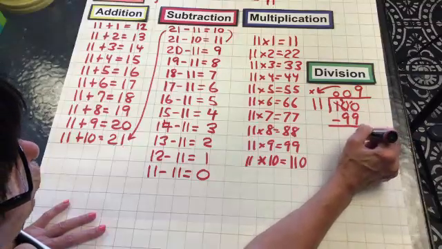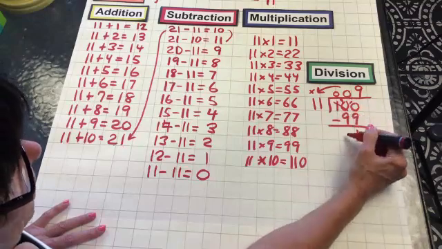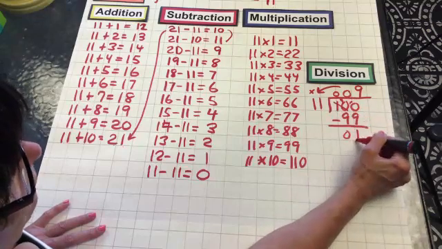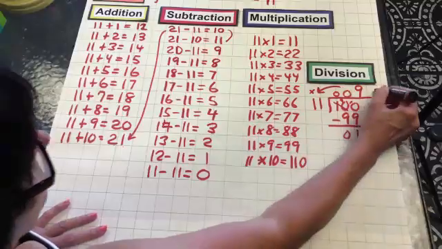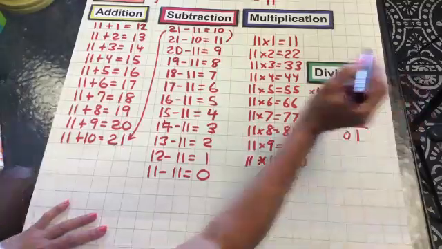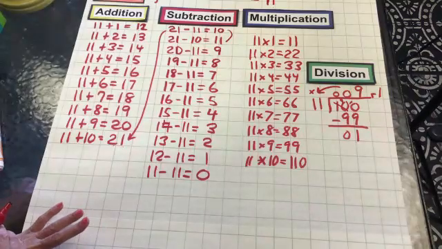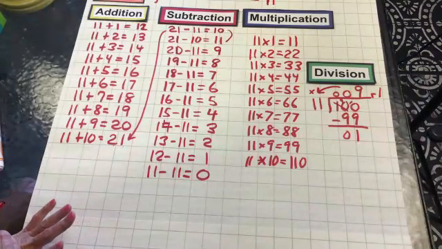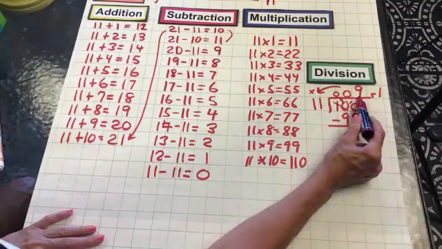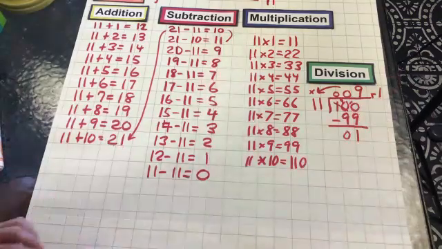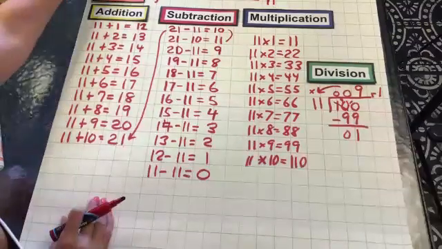10 minus 9 is 1. 9 minus 9 is nothing. So we have 1 left over. 11 doesn't go into 1. So we have 9 remainder 1. So 11 goes into 100 nine times with a remainder of 1. So if I walked into the $11 store, instead of the dollar store, we'll call it the $11 store, I can buy 9 items with $1 left over. All right, let's move on.